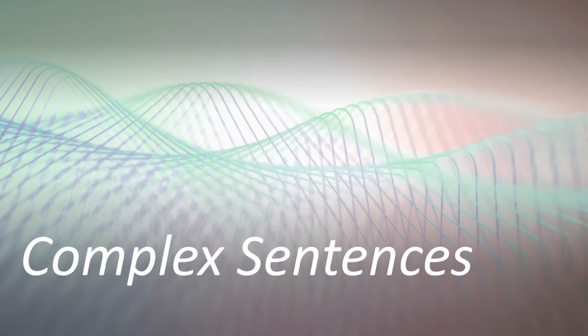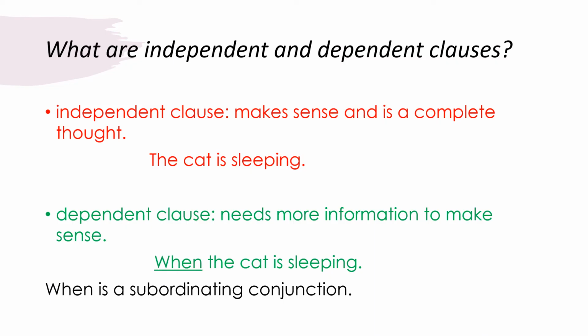Welcome to our new grammar lesson, complex sentences. Before talking about complex sentences, we have to know the meaning of the two clauses, independent and dependent clauses. So we have two kinds of clauses. The first one is called independent and the other one is dependent.